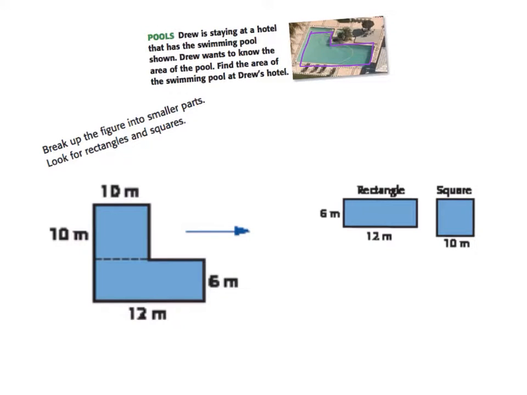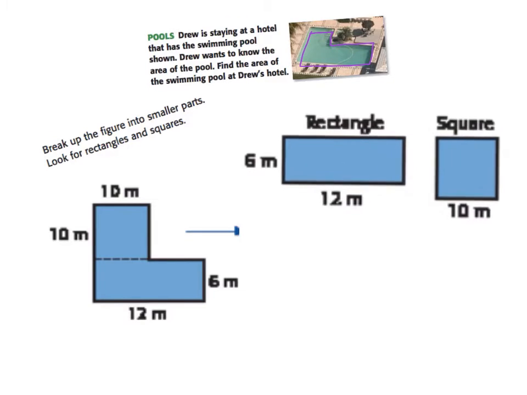So once you get your two shapes from the diagram, we can identify what they are. We have a square and a rectangle on this one, and the reason I know this one is a square is because in the picture they labeled both of these as 10. And squares and rectangles are really easy to find the area of.